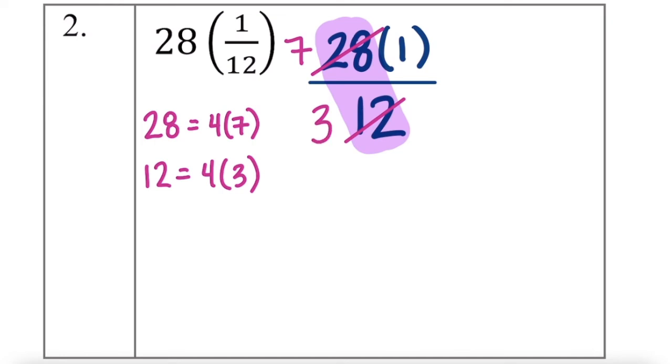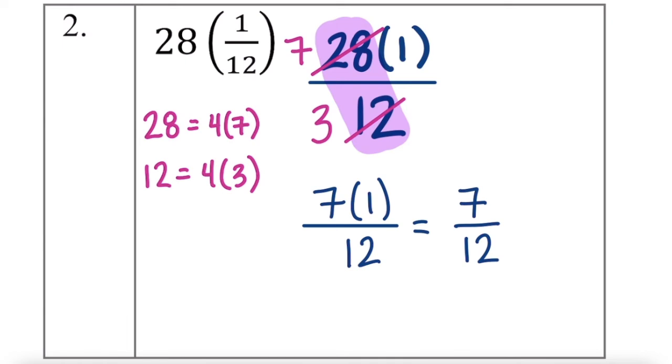So now I have a new expression. I have 7 times 1, all divided by 12. And I can multiply that to get 7 over 12, which I know is completely simplified. I've done all the math that I can do.